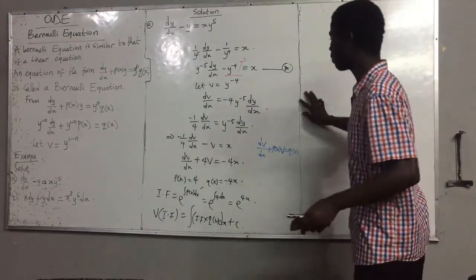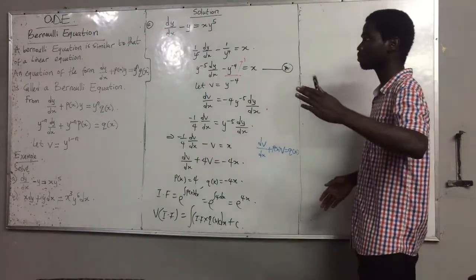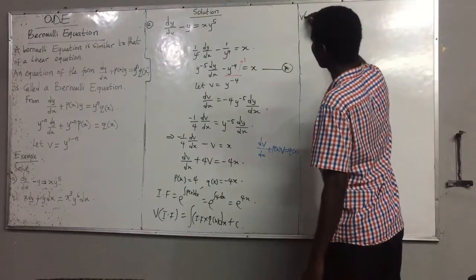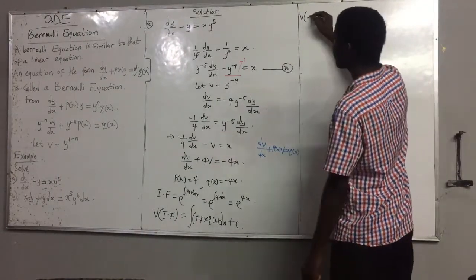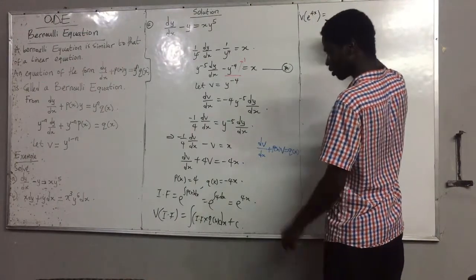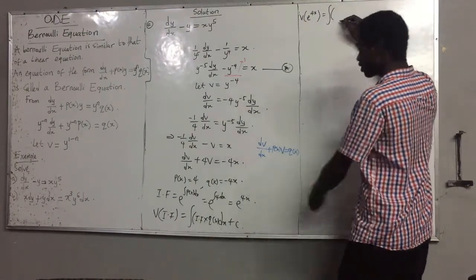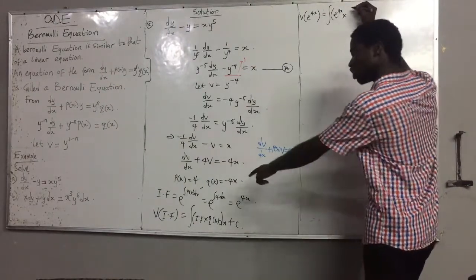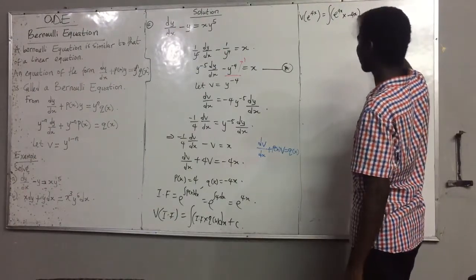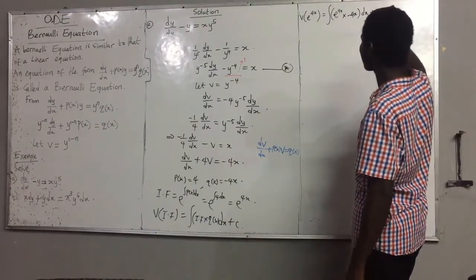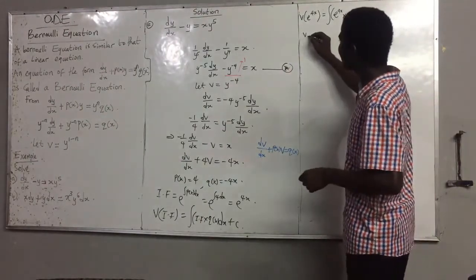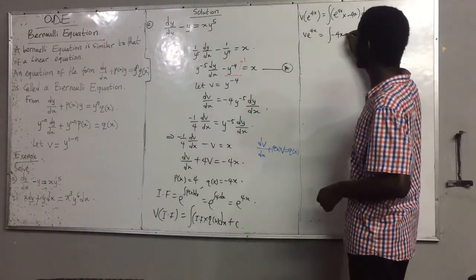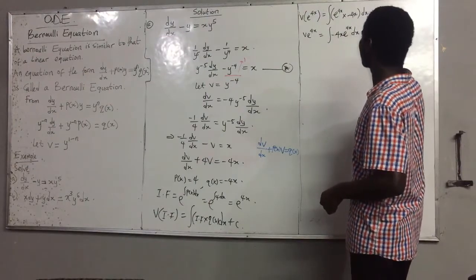In fact, another name they call the Bernoulli equation is equation reducible to linear. So this is v multiplied by integrating factor e raised to power 4s is equal to what? Integral of, open brackets, integrating factor is e raised to power 4s multiplied by what? q of s. q of s is what? -4s, right? ds plus c. That is what you have. So this is v e raised to power 4s is equal to what? Integral of -4s e raised to power 4s ds plus c.